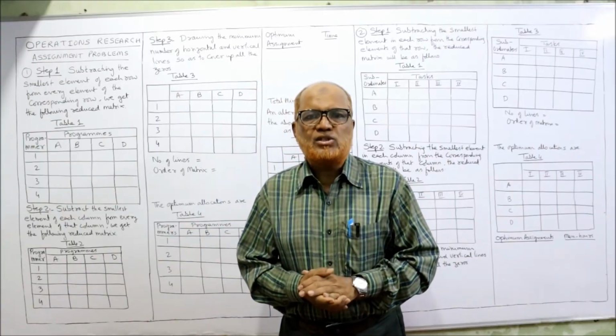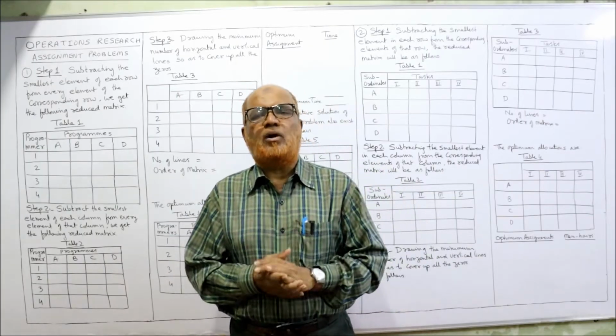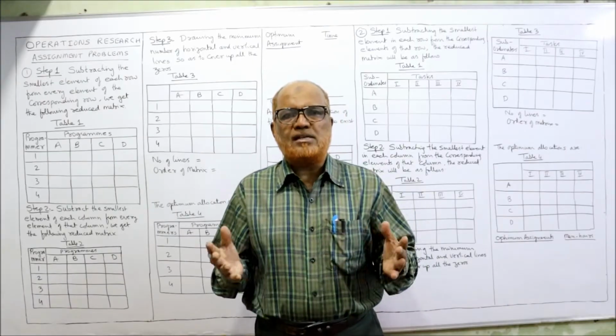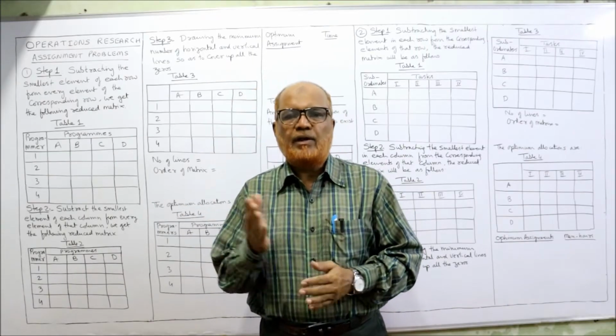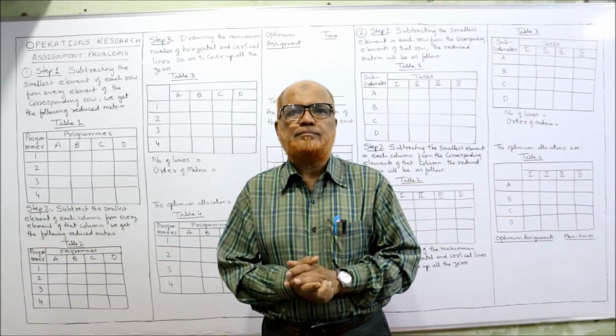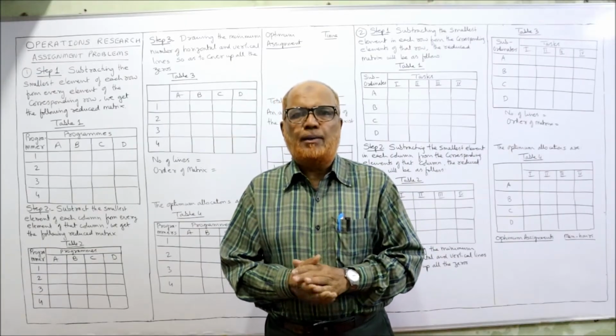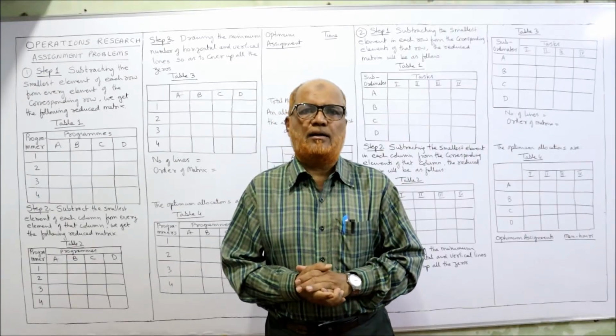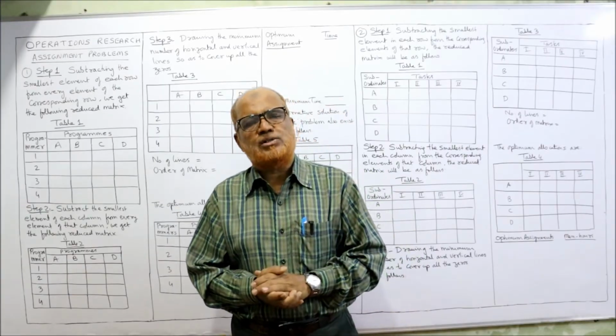Already I have explained the algorithm of solving the assignment problem, the Hungarian method. An assignment problem can be solved either by the linear programming method or by the transportation method, but the simplest method was given by the Hungarian mathematician D. Koenig. All these things I have already explained.